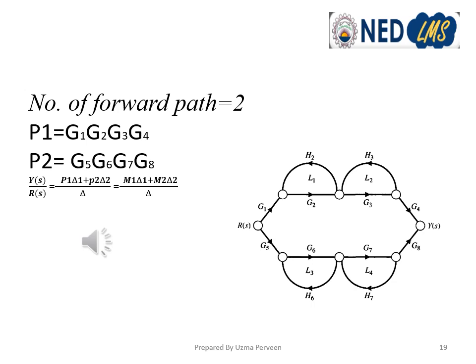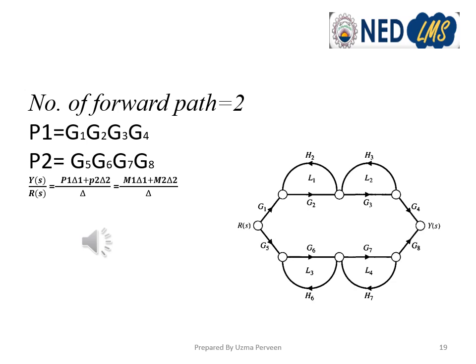The second path passes through loop 3 and loop 4 from R(s) to Y(s), that is G5, G6, G7, G8, the lower path. So we have two forward paths. The two forward path gains are G1 G2 G3 G4, and the second forward path gain is G5 G6 G7 G8. The next step is to set up Mason's formula according to the number of forward paths we have just counted and calculated. So the formula here will become P1 del 1 plus P2 del 2 upon del.